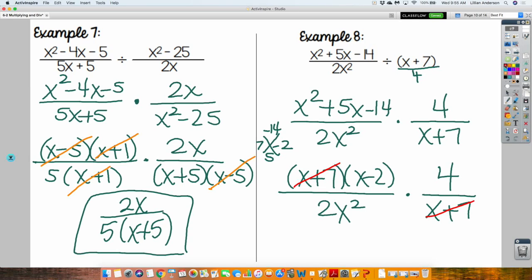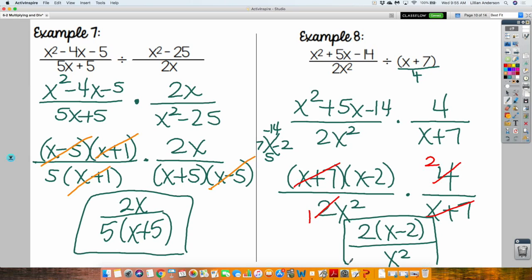Yeah, I can simplify. I wanted to change this to a 4 because if there's a number at the top and a number like this at the bottom and something can go into both of those, you want to reduce. What number can go into 4 that can also go into 2? So what's 2 divided by 2? What's 4 divided by 2? So then my final answer is going to be 2x minus 2 over x squared.